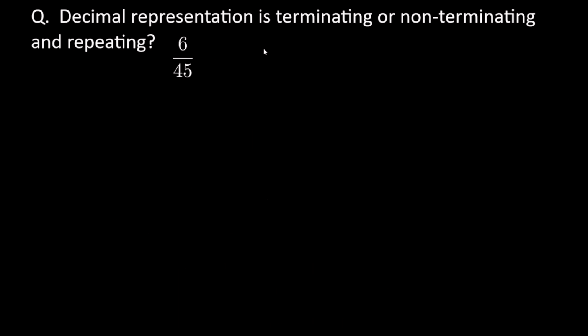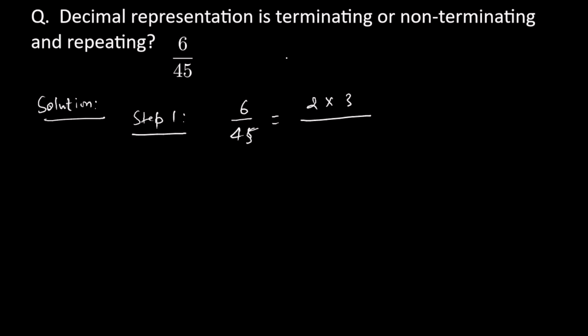So here we have another question. We have a rational number 6 over 45 and the question is whether it is terminating or non-terminating and repeating. So let's solve it. Our first step is to convert this into its simplest form. So 6 over 45 is equal to, we write prime factors of 6 and 45. Prime factors of 6 are 2 times 3 and prime factors of 45 are 3 times 3 times 5. We now cancel out common terms. So we have 2 over 15.